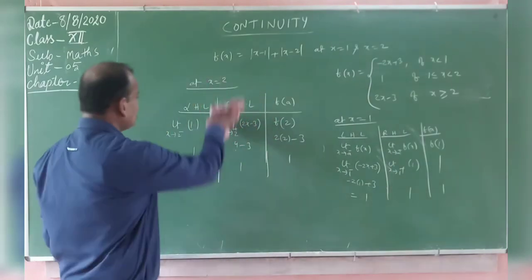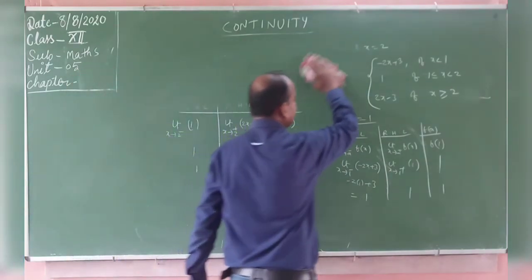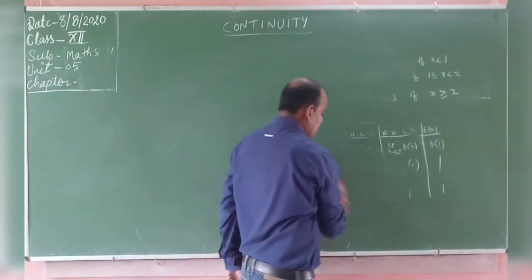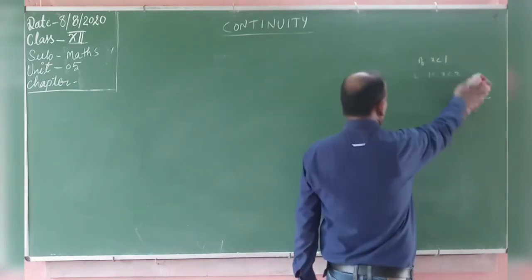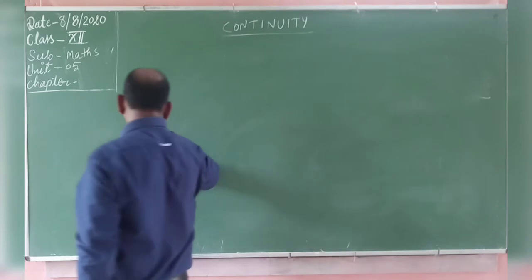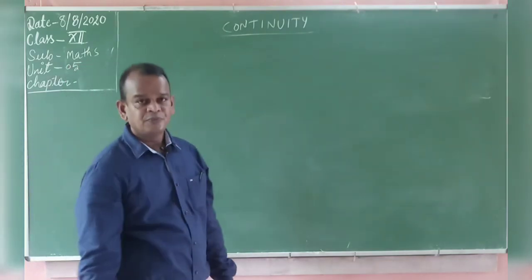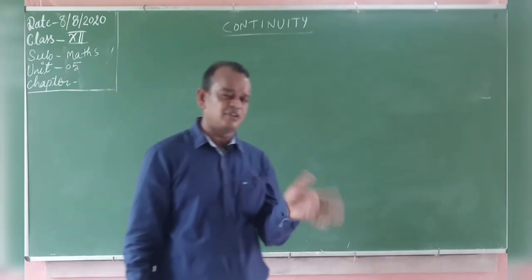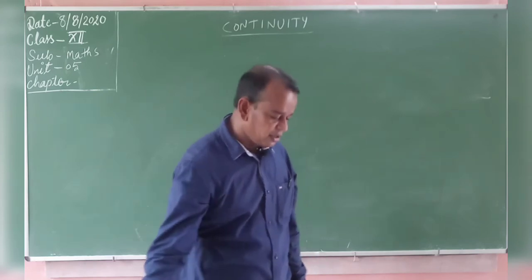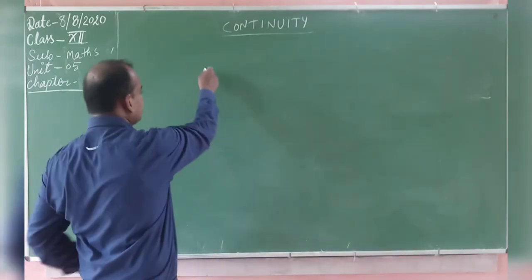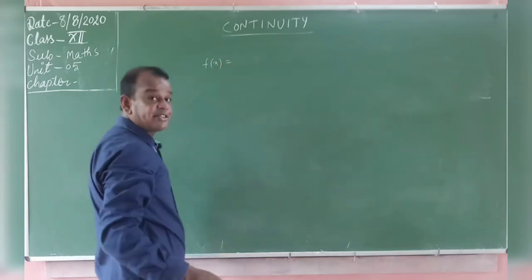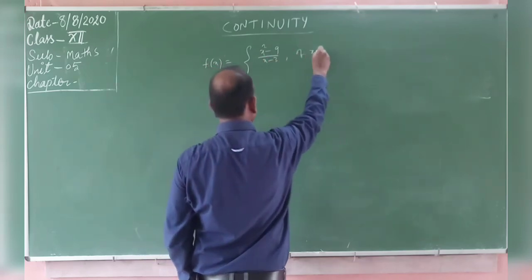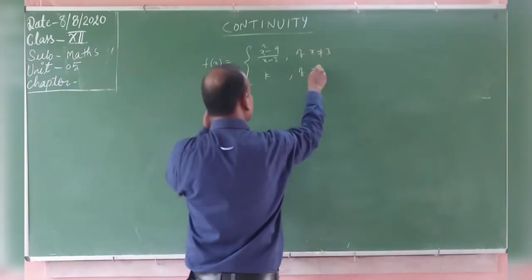Now, another one, some more problems are given. Before the problems, what do we do? The function is given, we check the continuity of the function. Now we go the other way: the function is already continuous, then find some values. Function is already continuous means left, right and function value all are equal. Determine the value of k. Listen, observe that. The function is continuous at x is equal to 3. F of x is equal to x square minus 9 by x minus 3 if x not equal to 3, and k if x is equal to 3.